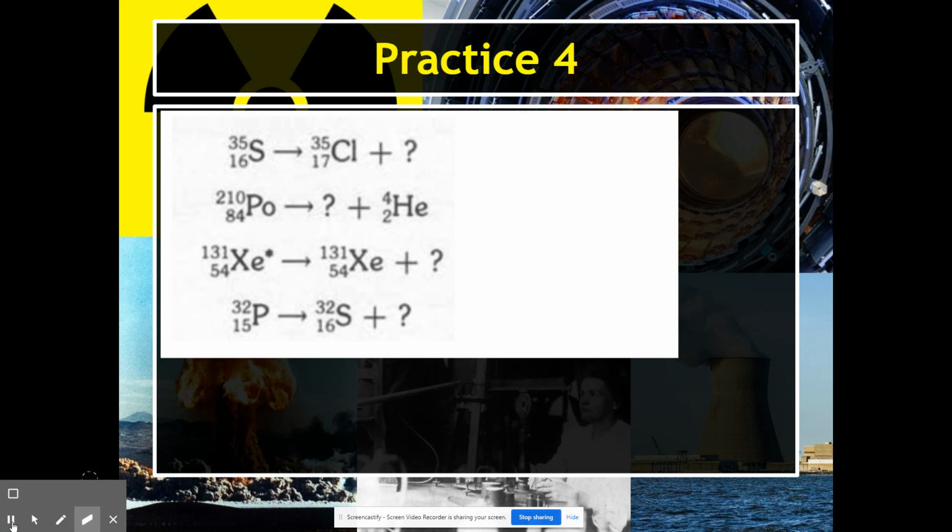Okay, so we're going to go through these last bit of practices. We have sulfur-35, 16 going to chlorine-35, 17. The mass number stays the same, but the atomic number goes up by 1. So that has to be beta radiation, and our question mark should be our beta particle.